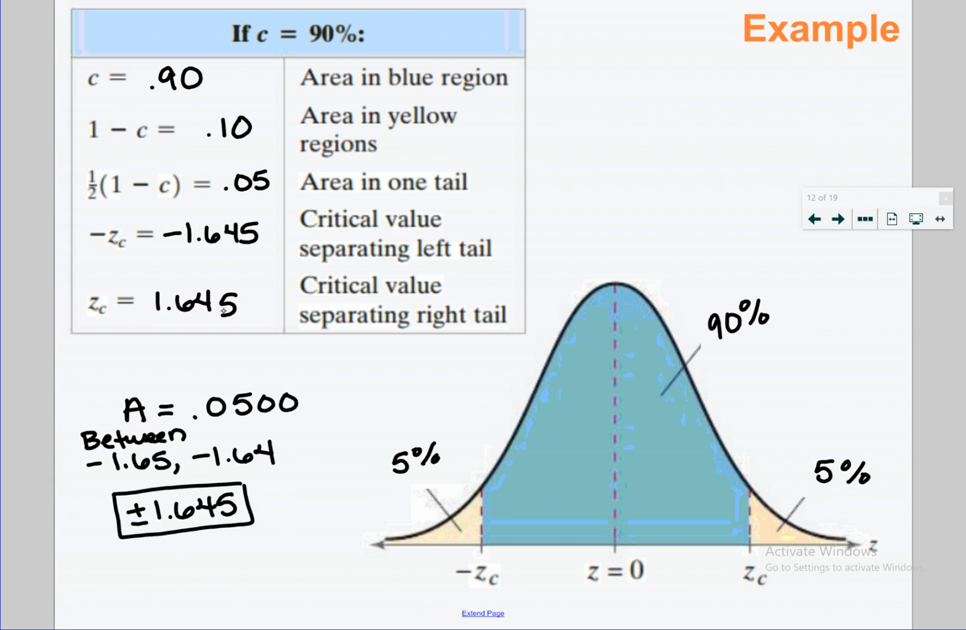A lot of times you won't have to even add them up and divide by 2 if it's not between two numbers. We just pick the one that's closest. But this is how you would do it if it isn't a common critical value. You use that as your area in the middle, figure out the area in the tails, and use that to find your Z-score.